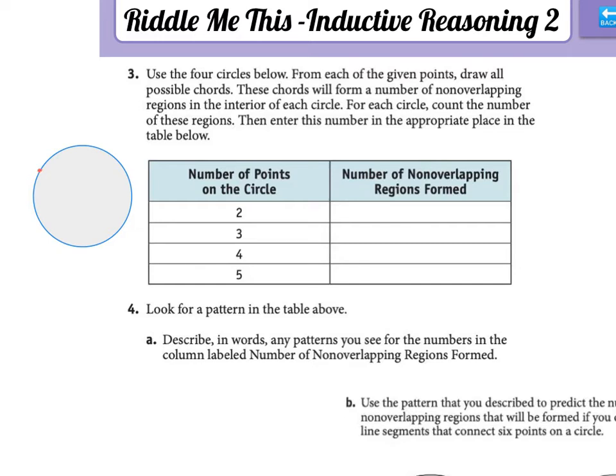A chord means a straight line segment whose endpoints both lie on the circle. So let me draw the line right here. It's like this. Okay? And what are non-overlapping regions? As you can see right here, the non-overlapping regions are this side and this side, right? They're separated, they're not overlapping. So let's say you have another chord right here.